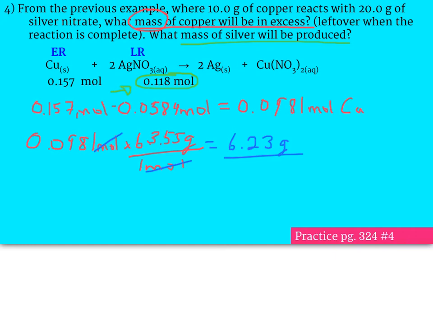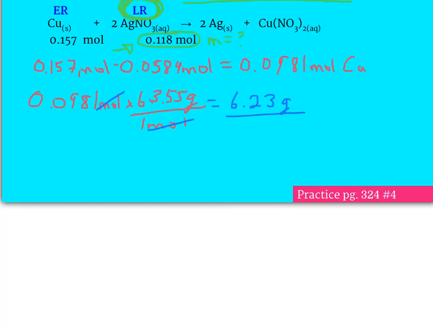So in order to do stoichiometry, to figure out the mass of the silver, which is what we're looking for here, we need to use the moles of the limiting reactant. So if you ever want to find out anything about the product, you always have to use the limiting reactant in order to do stoichiometry. So now I'm doing normal stoichiometry, and I'm using the moles of my silver nitrate. So I'm going to start with 0.118 moles of AgNO3.